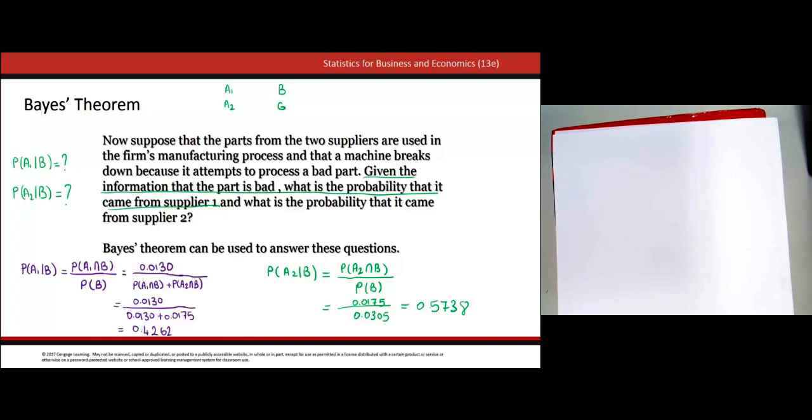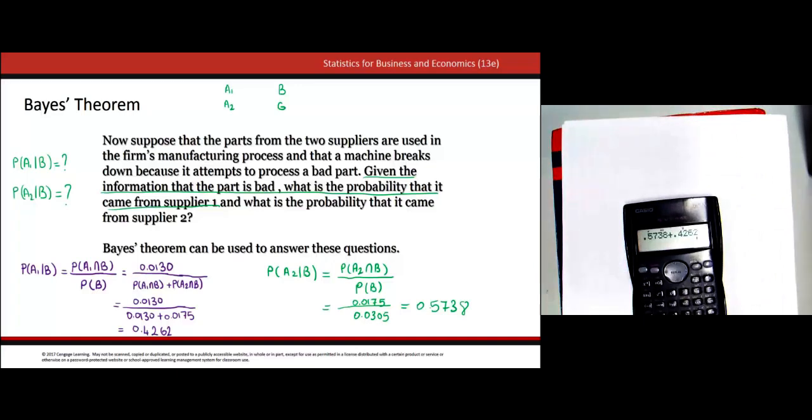And if you add these two, it must be 1. Why? Because given the part is bad, you only have two options. Either it's from supplier 1 or supplier 2. So the sum of those must be 1.